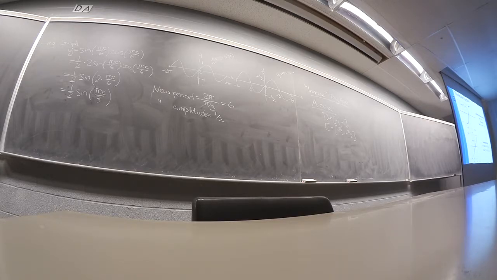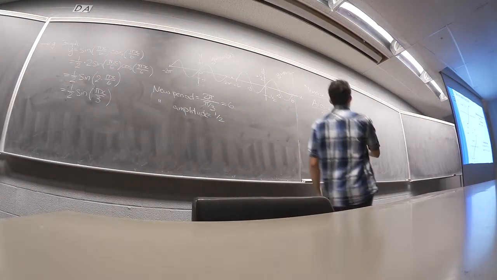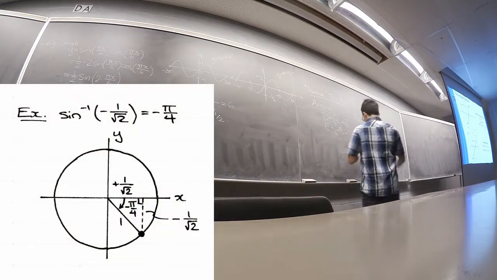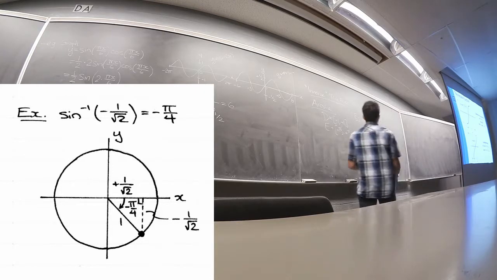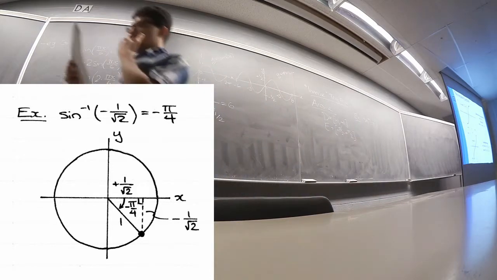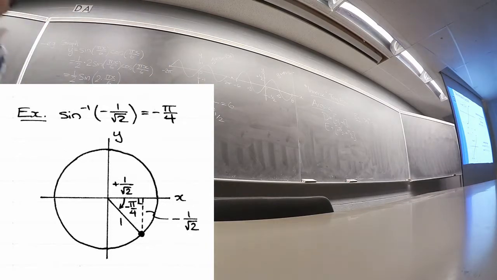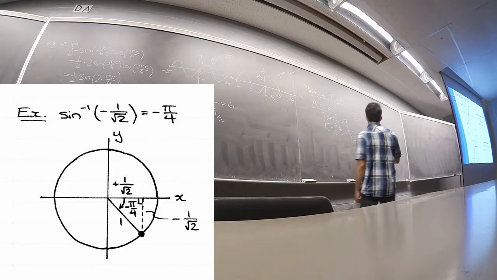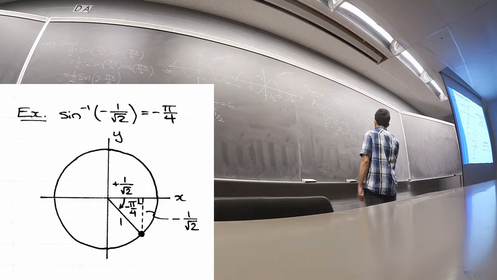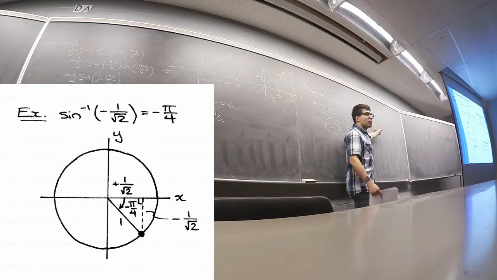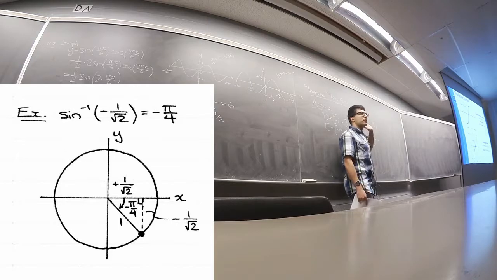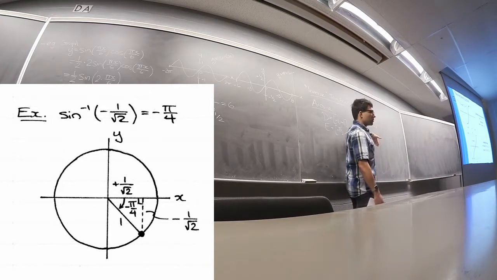I do have a question. Okay, example. All right, what's sine inverse of minus 1 over root 2? We sort of did this before, right? We did this earlier. Unit circle. We want to find that angle that gives sine value minus 1 over root 2. Before we solved sine x equals minus 1 over root 2, so this looks similar, right?